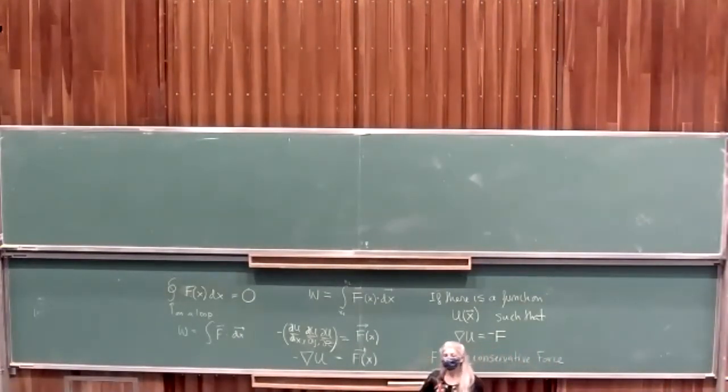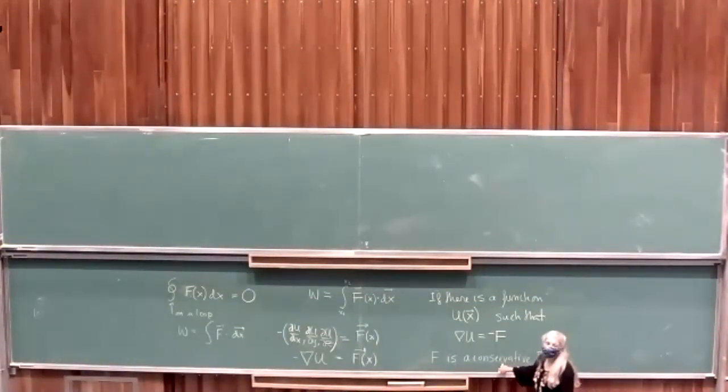Yes, question? Does that work the other way around? If it's a conservative force, then there's a function U of x such that gradient U equals negative F. Yeah, this is the definition. So if you can give me this function, then it's a conservative force. Wait, what does U stand for again? U is the potential energy. Okay.